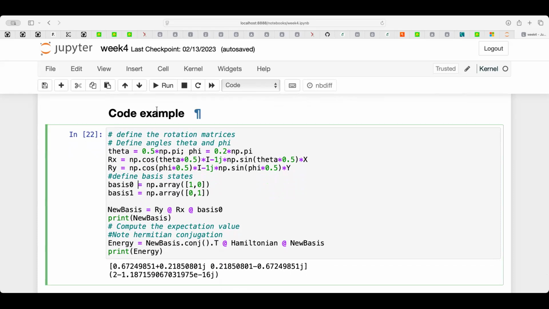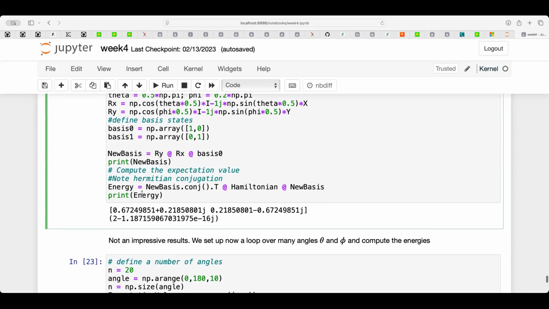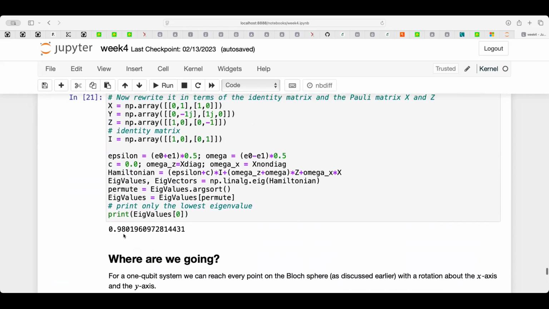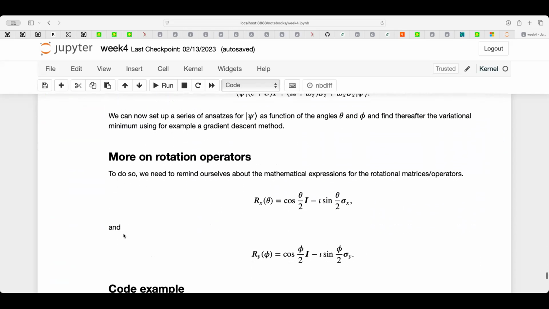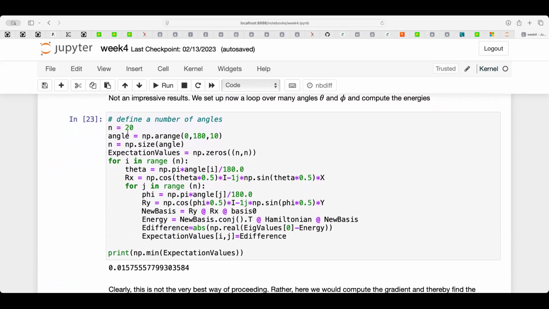Now, if I do this, as you can see here, if I run this case, you can see that I'm getting an imaginary part of the eigenvalue. So my energy is actually the new basis. I'm calculating an expectation value because it's not the exact solution, times the Hamiltonian, times the new basis. So this is just the quantum mechanical expectation value. And when I print that, you see that this is not exactly equal to 0.98 by obvious reasons.